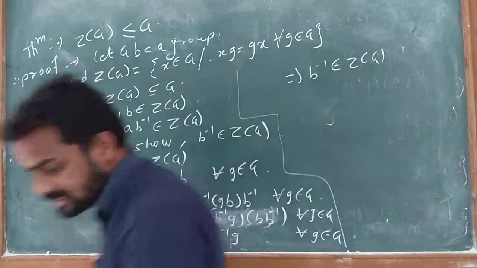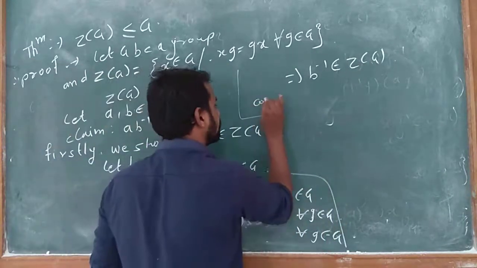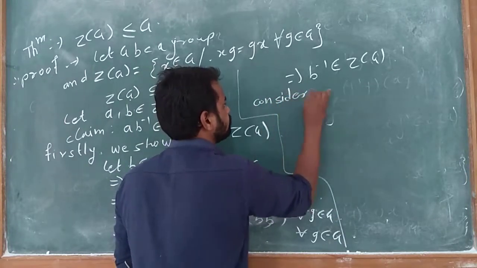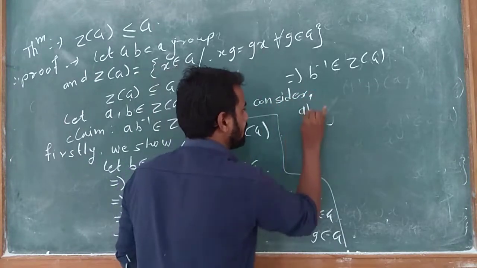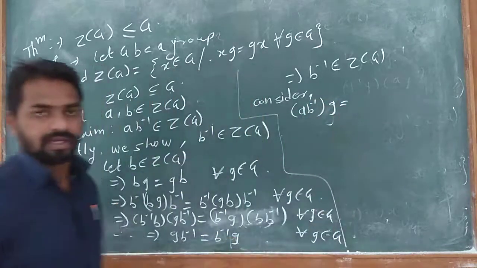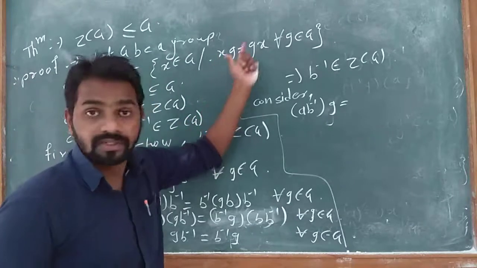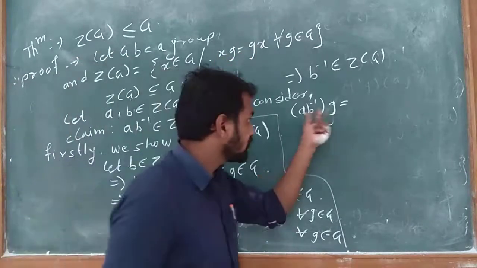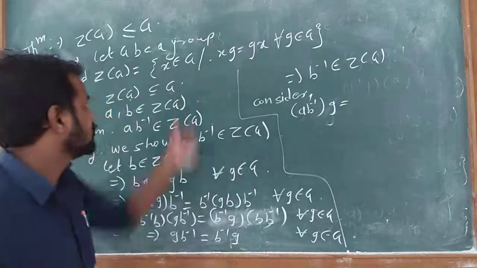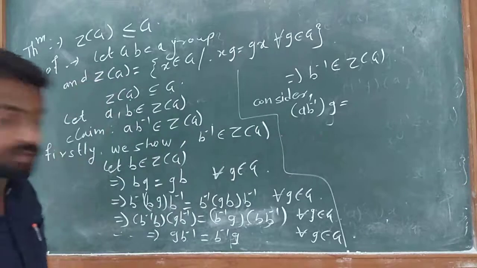So we consider A B inverse into G, and we have to show that A B inverse G is equal to G A B inverse. That is, we have to show that A B inverse G is equal to G into A B inverse. If this is true, then A B inverse belongs to Z of G.